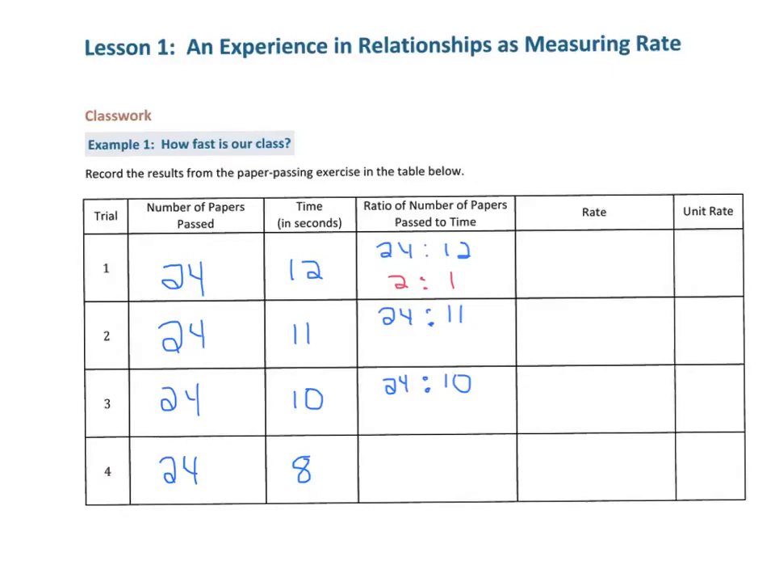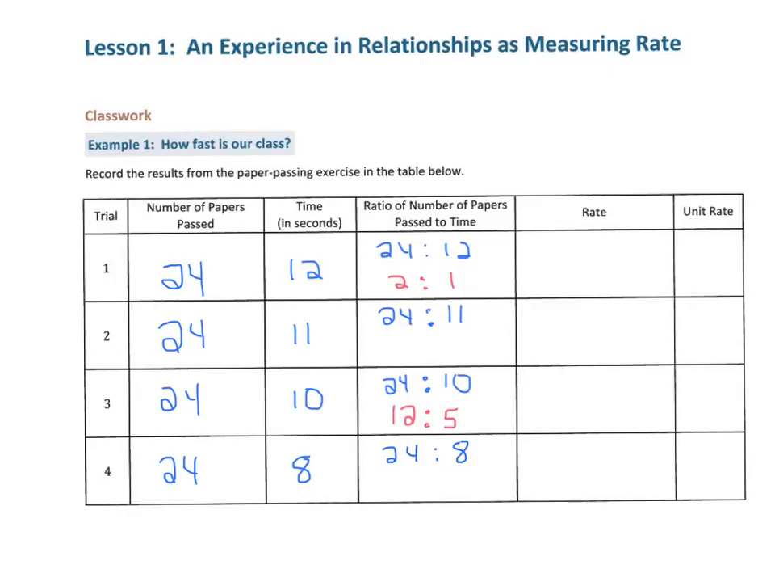For the second one, 24 to 11, we can't simplify that. So we'll just leave that. 24 to 10, 2 goes into both of them, so we can simplify to 12 to 5. And then 24 to 8, so to write that ratio, it's the number of papers passed, so that's going to be our first number, to time. So 24 to 8. And then what can we simplify that to?